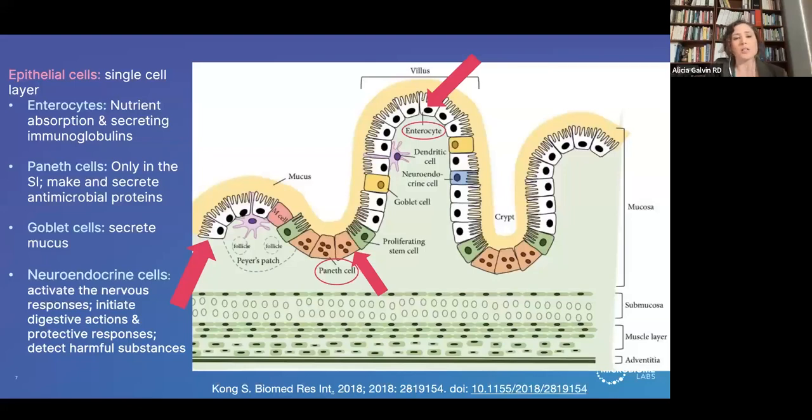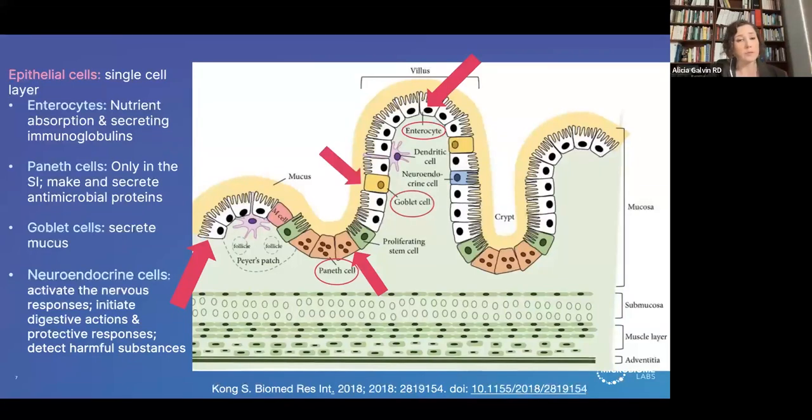Next to the Paneth cells here, you can see that there's a Peyer's patch, which is also primarily in the small intestine. We're going to break down the Peyer's patch a little bit more, because that plays a huge role in immune balance in the small intestine.